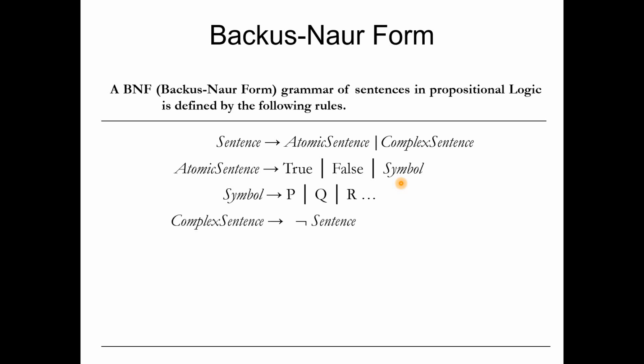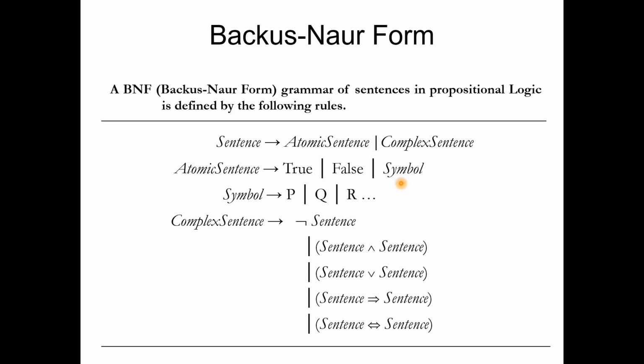Okay. So a complex sentence is maybe a not of a sentence, same thing you saw previously, or it can be the and of two sentences, or the or of two sentences, or implies, or equivalence. So this is the complete Backus-Naur form for this type of language, which is a very simple language.